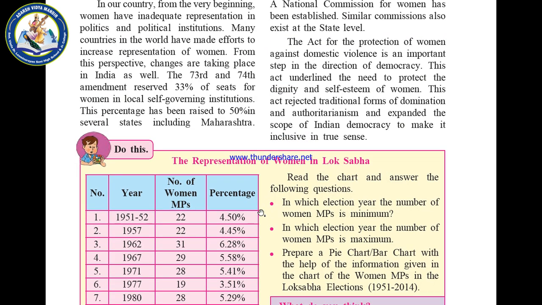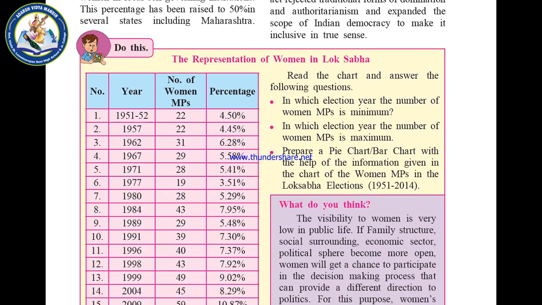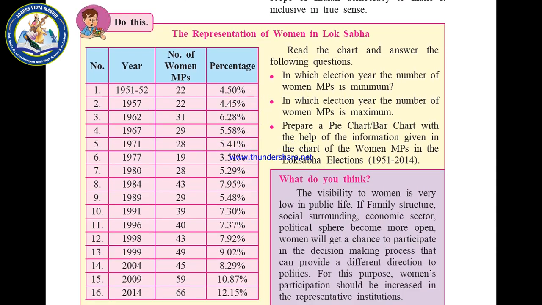See, it is the representation of women in Lok Sabha. इंडिया में लोकसभा में इंडियन विमेन का रिप्रेजेंटेशन क्या है वो इस टेबल में दिया हुआ है. Years, number of women MPs and their percentage. 1951 to 52, first election was held. In this election only 22 women MPs were there, means only 4.50% ratio was that.